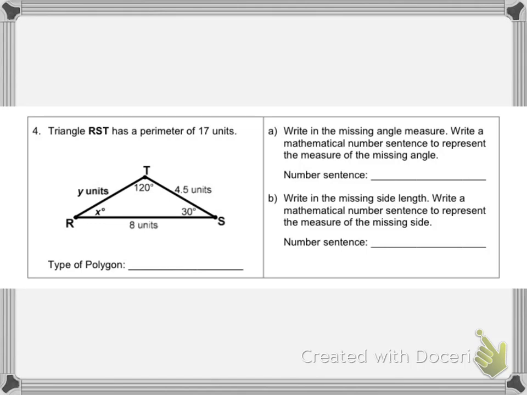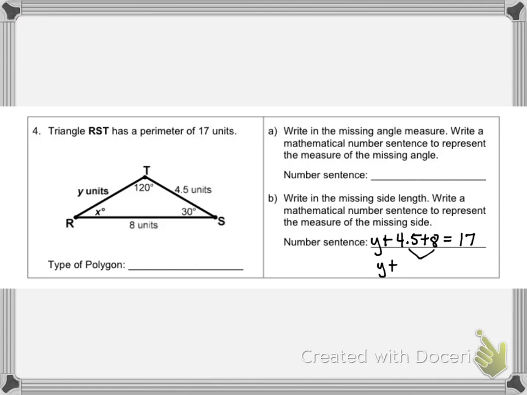Number 4 says we have a perimeter of 17 units. I want to get from R to T to S and back to R. I'm missing a unit here, but I know that this is 4.5 and S to R is 8. So my mathematical number sentence is going to be Y plus 4.5 plus 8, and this needs to give me a total of 17. I add the two known numbers.